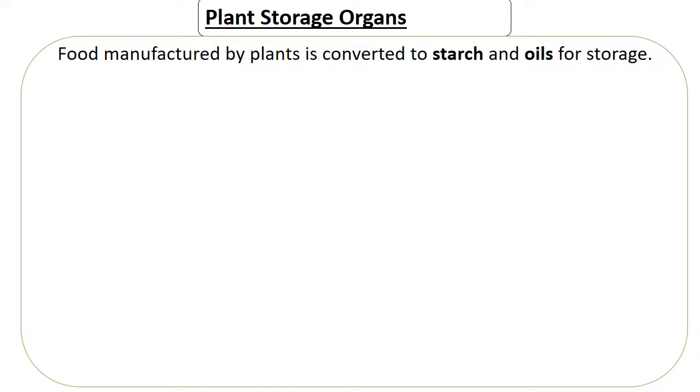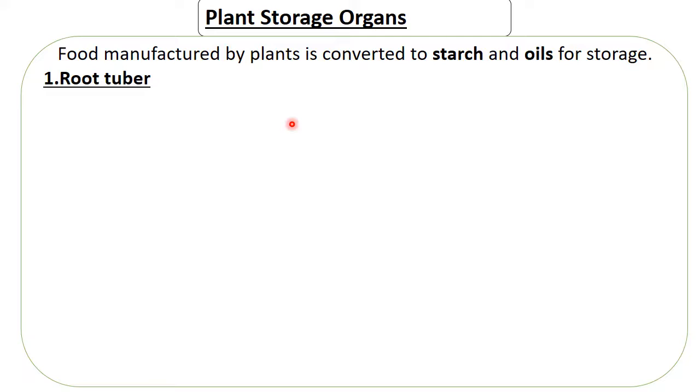We're going to end this topic with plant storage organs. I've talked about the manufactured food being taken either to where it's going to be used or where it's going to be stored. So we're going to look at various storage organs in plants. Food manufactured by plants is converted to starch and oils for storage. Oils are usually stored in seeds, such as groundnuts. Starch is stored in other storage organs, which we're going to discuss.